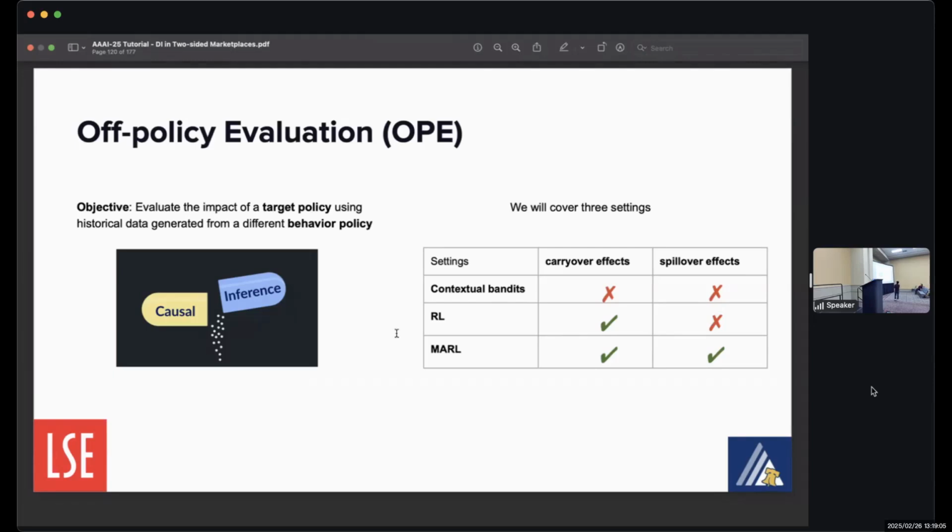And in the following, we will consider three settings. So we start by talking about the simplest contextual bandit setting. So that's the simplest model. And under this model, there's no carryover effects and there's no spillover effects. And then we will move on to talk about the more general reinforcement learning setting, which allows us to capture the carryover effects, but it doesn't address the spillover effects. And finally, we will briefly talk about the extensions to models which allow us to model both carryover effects and spillover effects.